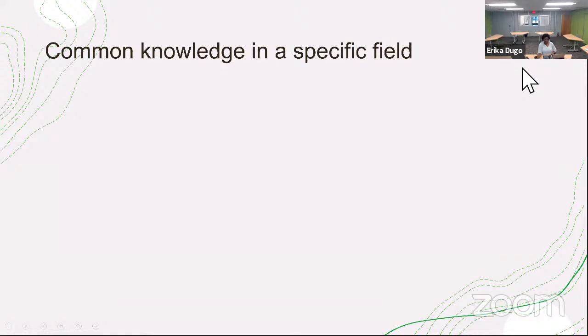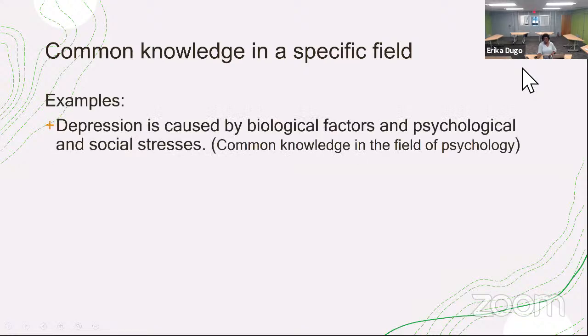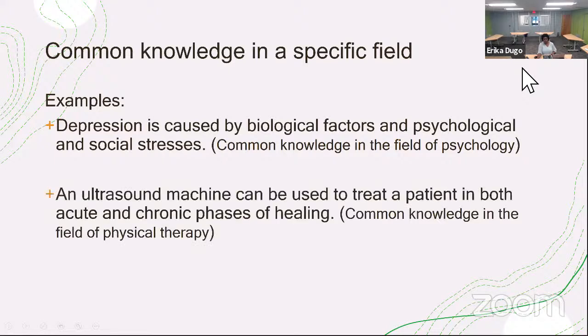Also, something that's common knowledge in a specific field. For example, that depression is caused by biological factors and psychological and social stresses, or that the ultrasound machine can be used to treat a patient in both acute and chronic phases of healing. Both of these are common knowledge in their particular fields of psychology and physical therapy.